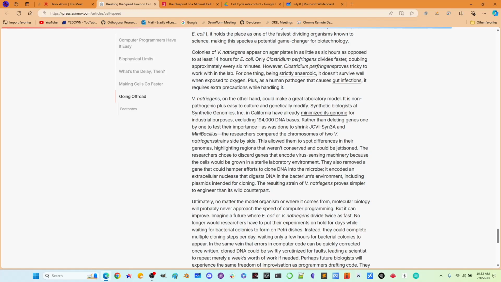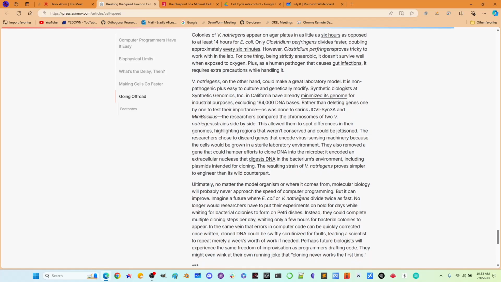And so unlike in the JCVI Syn3A minimal bacterium models, where they do these combinatorial knockout experiments to get rid of genes that are non-essential, here they actually just get rid of DNA bases that are not conserved. And so now you're actually discarding genes that encode virus-sensing machinery. These are things that you don't need in the lab. There are all sorts of things that you remove that may be needed in nature, but aren't needed in a very fixed environment. So this makes it easier to engineer, but it also makes it faster to divide.